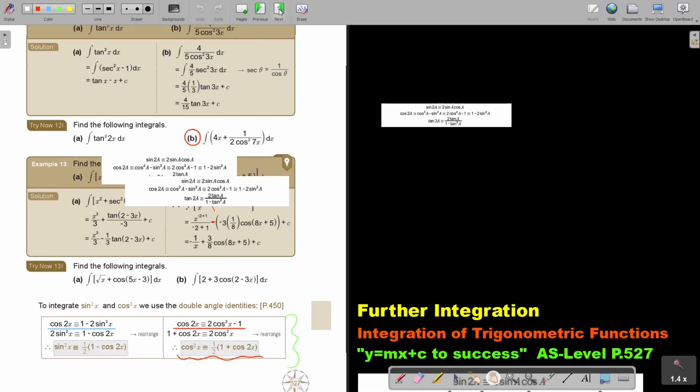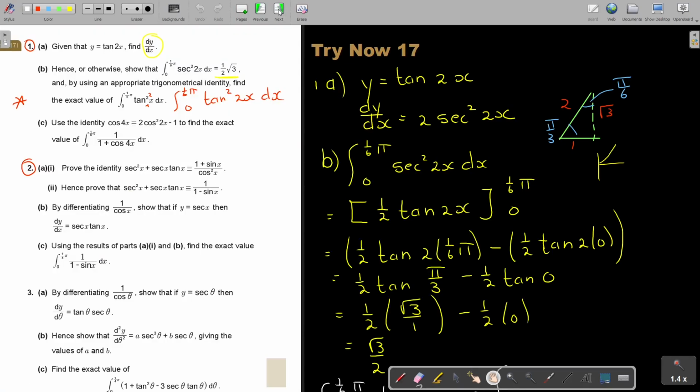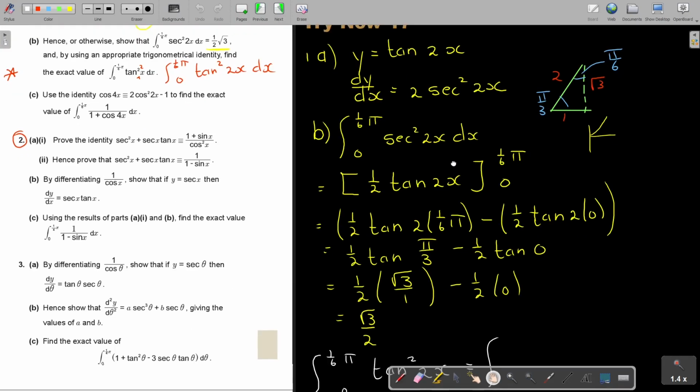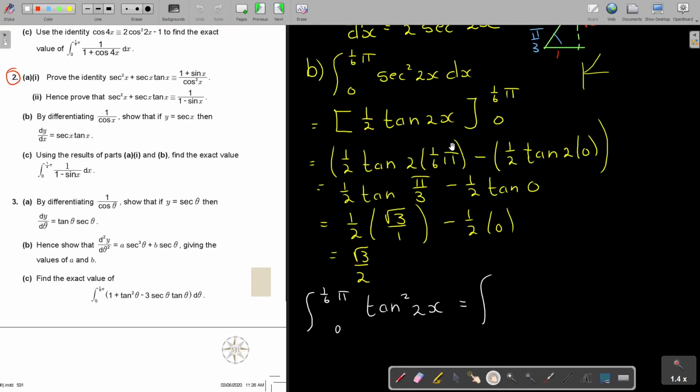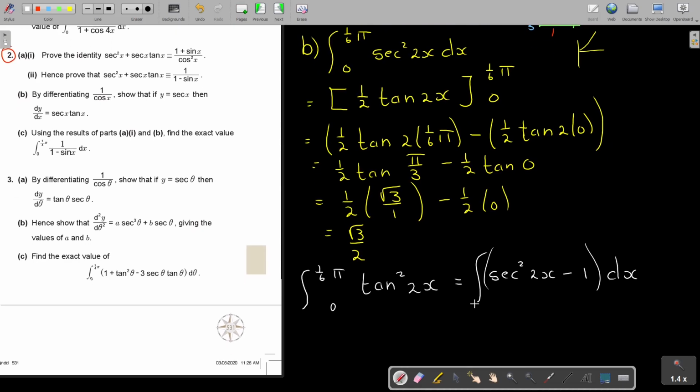Okay, so let's just go back. We move up a little bit. And it's going to be the integral of sec squared 2x minus 1 dx. Okay, and now I remember, let's see, sec squared 2x. Are you with me? What happens if I substitute? Let's break it up, and the reason why I break it up is that I want to use the top.